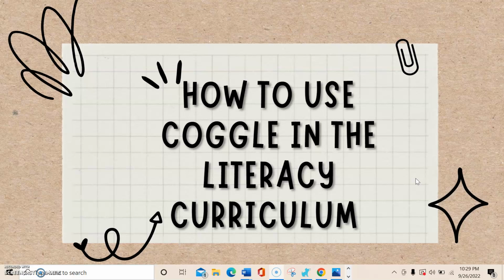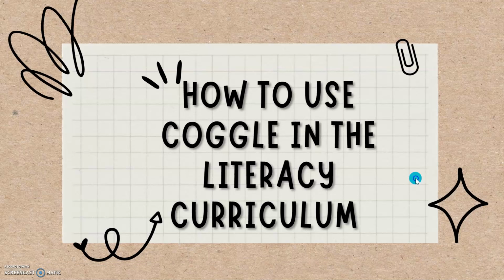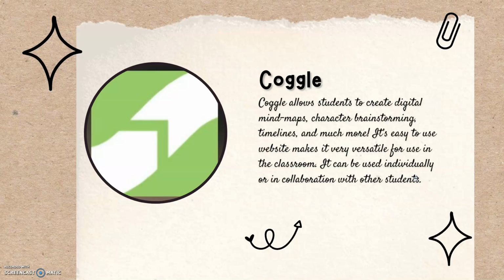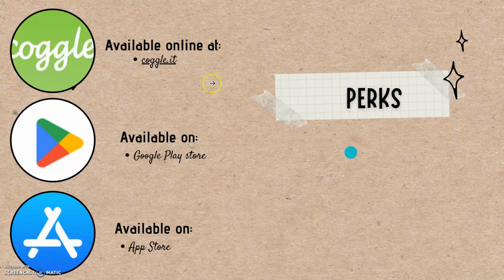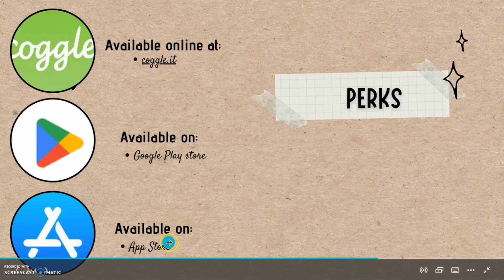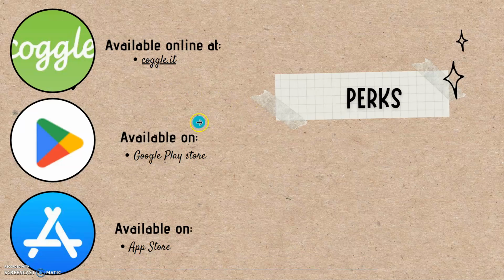Coggle can be added as an extension to Google Chrome as well as linked to the Google Drive, which allows Coggle to work seamlessly with school-issued Chromebooks. It is not limited to PCs, so students can actually use Coggle on the go. Coggle is also made as an app on Google Play Store and the App Store. But for this presentation, we are going to use the website coggle.it.